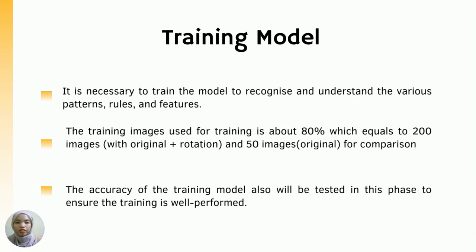So the next step is the training model. It is very necessary to train the model to recognize and understand the various patterns, rules, and features. The training images used for training are about 80%, which equals 200 images, through the rotation. So we'll end up with a total of 200 with the original and rotated images, and 50 images which consist of the original for the comparison. For this training, the accuracy of the training model will also be tested in this phase to ensure that the training is well performed.